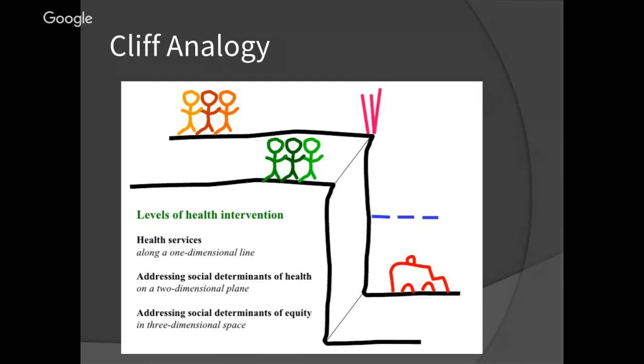Dr. Kamara Jones actually extends this a little further as well. So there's different levels of health intervention according to her. So health services, they're along a one-dimensional line. So that's where we saw, okay, you have the ambulance, you have the safety net, and you have the fence, right? That is one-dimensional. You add another dimension when you address social determinants of health. So that is moving the community from right next to the cliff to further away from the cliff. And there's actually a third piece as well, addressing social determinants of equity, which is in a three-dimensional space.